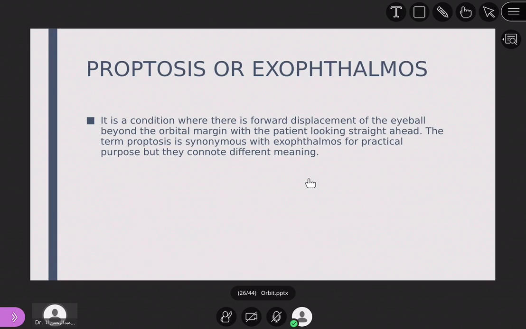Proptosis or exophthalmos is a condition where there is forward displacement of the eyeball beyond the orbital margin with the patient looking straight.